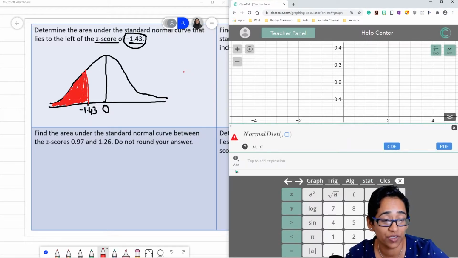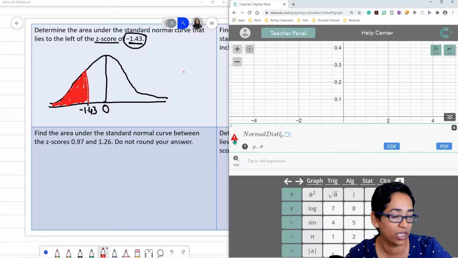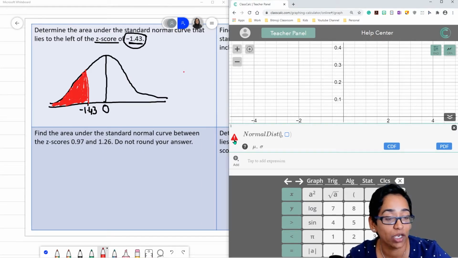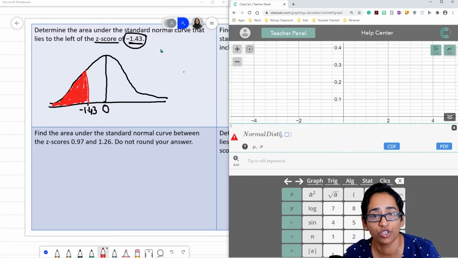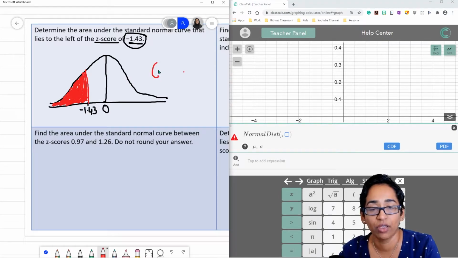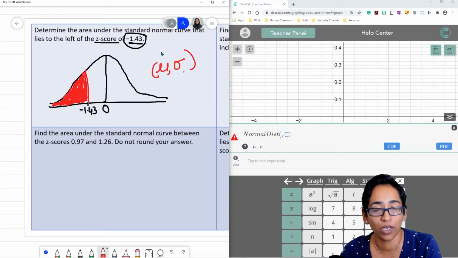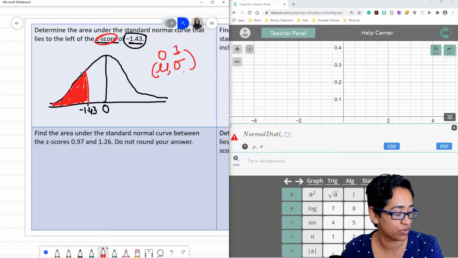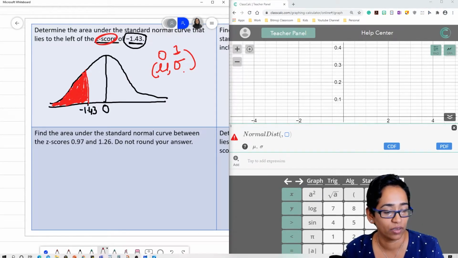Once you have that here, you see you have a red stop sign. So you're going to go ahead and plug in your mean. Remember how a normal distribution works? Remember how we write it? We have mu and standard deviation. So you have to plug in your mu, which is 0. Standard deviation is 1. How do I know? Because I'm using standard normal, which is z-scores. So 0, and 1.